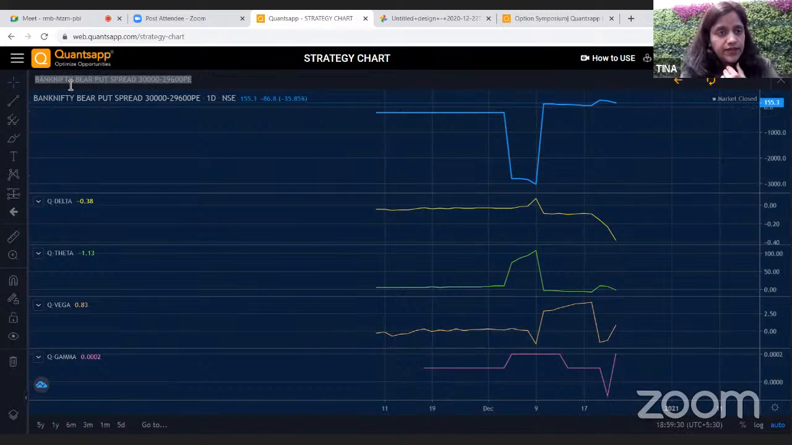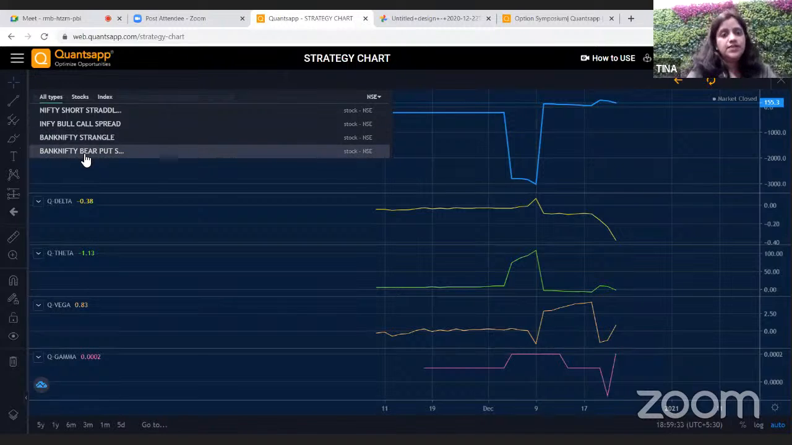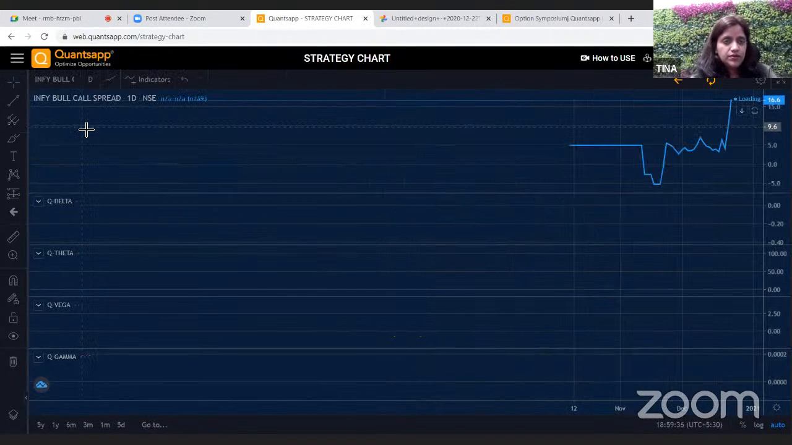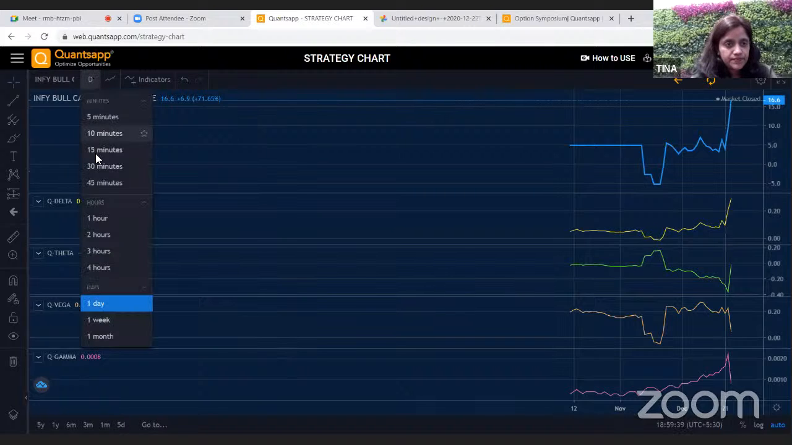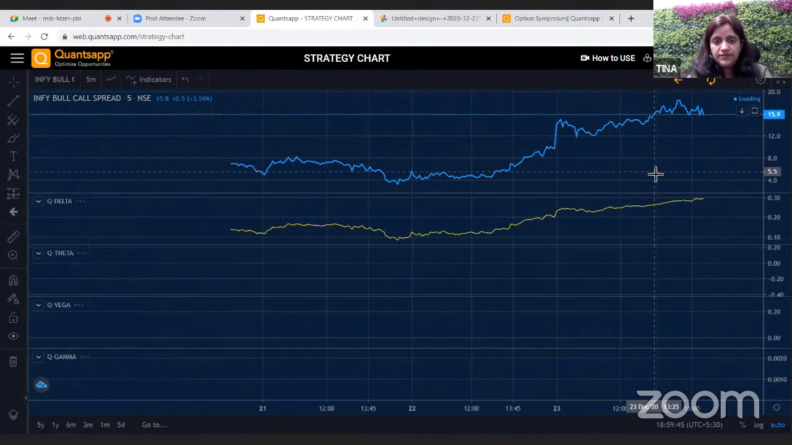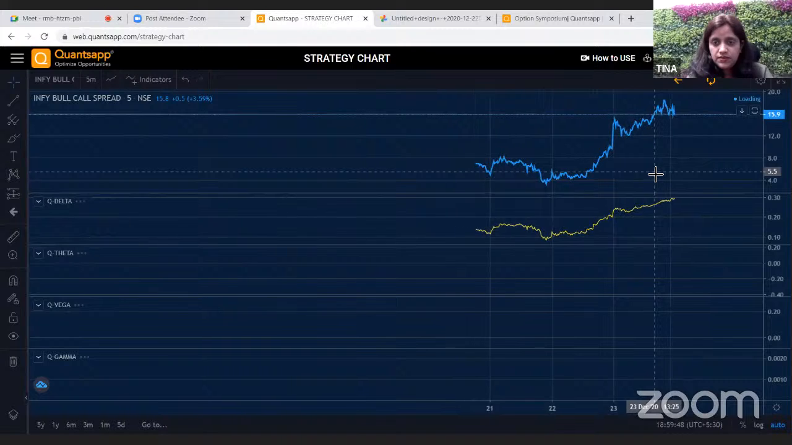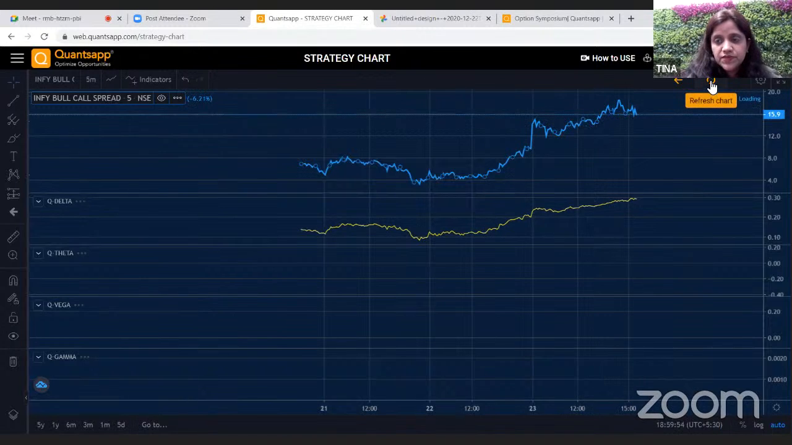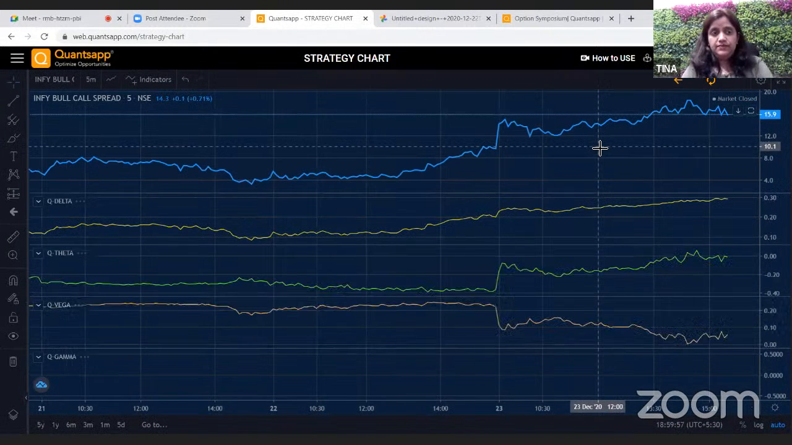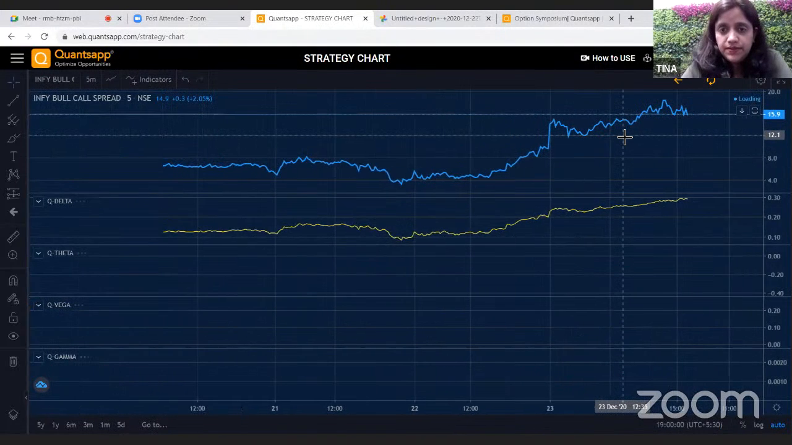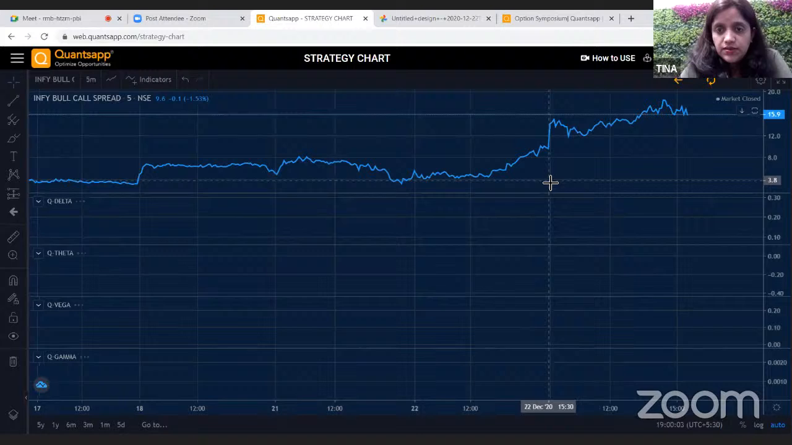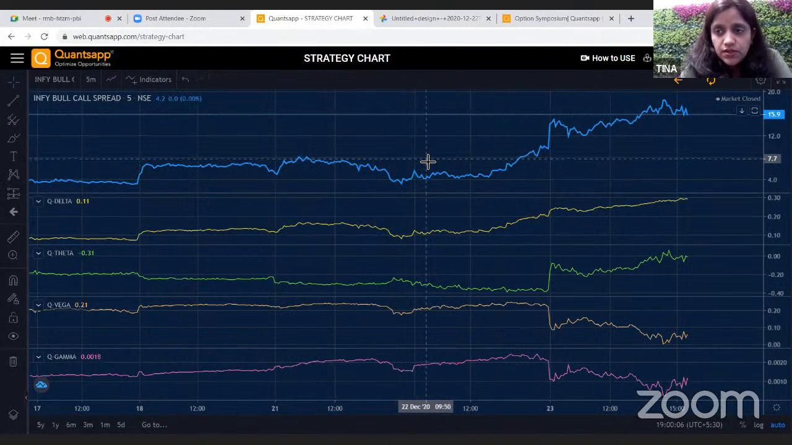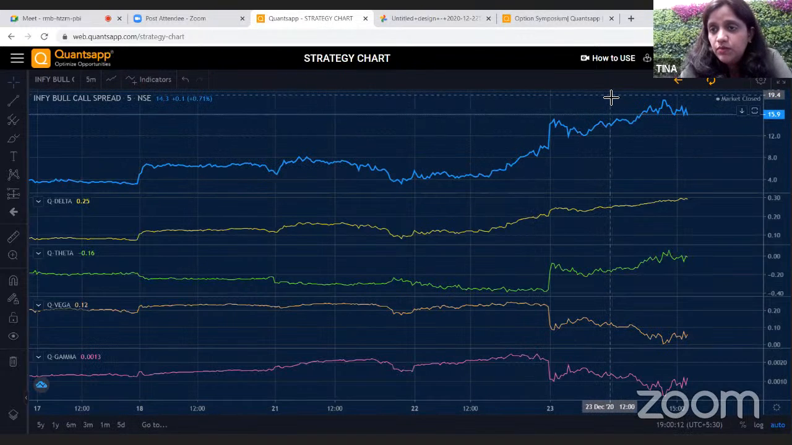Similarly, you can have all the strategies. All the strategies which are there with you will be seen here. So if I look at Infi, this is the Infi strategy. You can anytime do the refresh chart and see how the data is moving up. All the data are coming up. Here you can see how the premium of the bull strategy, which cost 8, moved on to almost 19.